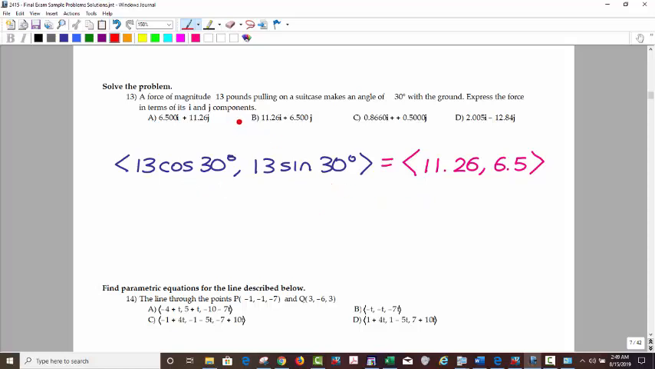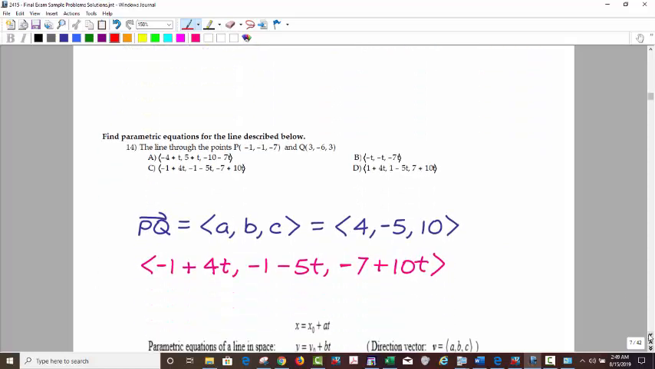So, all right, we're going to make it match this answer B right here. And there we have it. 14.